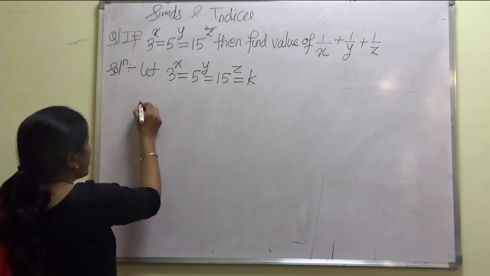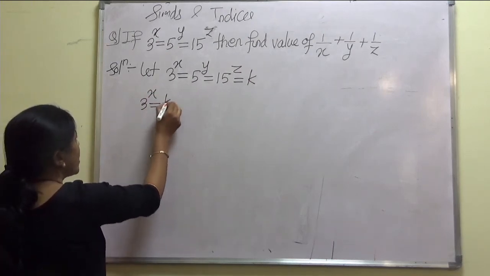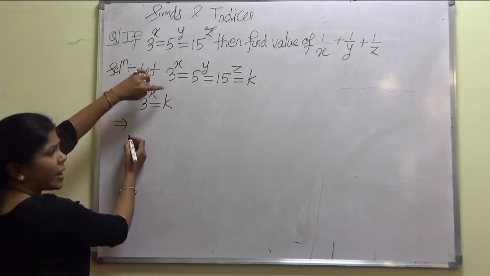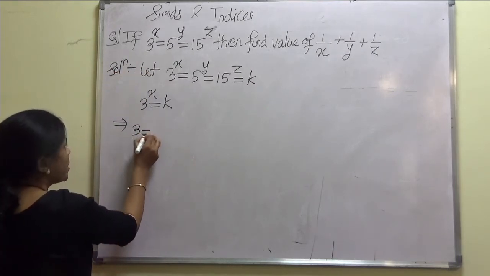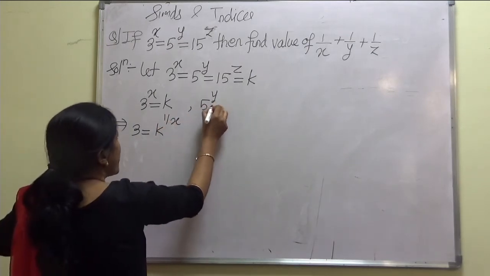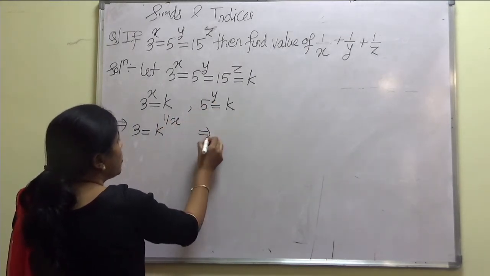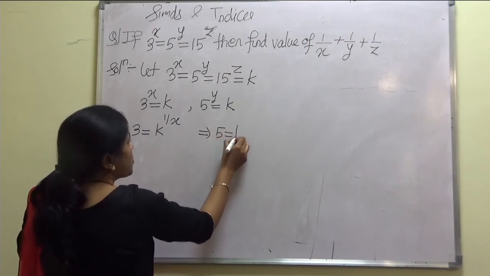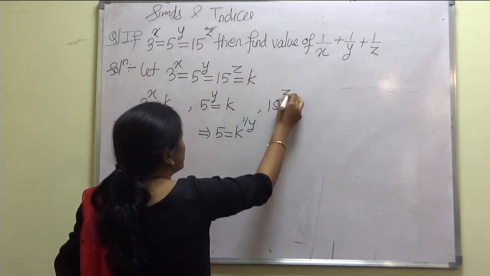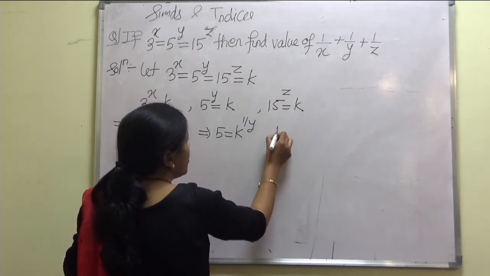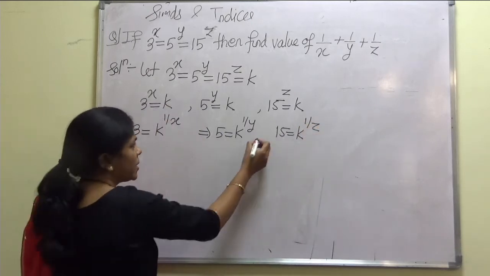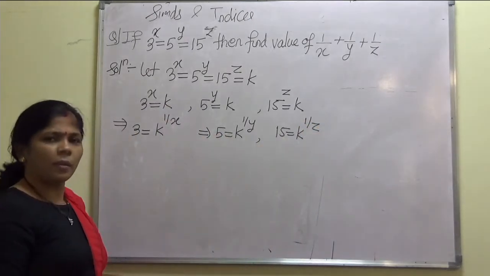Okay, so what do we have? We have 3 raised to x is equal to k. We will remove this x from here, so I will have to take the 1 by x power. So 3 will be nothing but k raised to 1 by x. Similarly, 5 raised to y is equal to k will give you 5 as k raised to power 1 by y, and finally 15 raised to z is equal to k will give 15 as k raised to power 1 by z, right? We are just applying the law of indices.